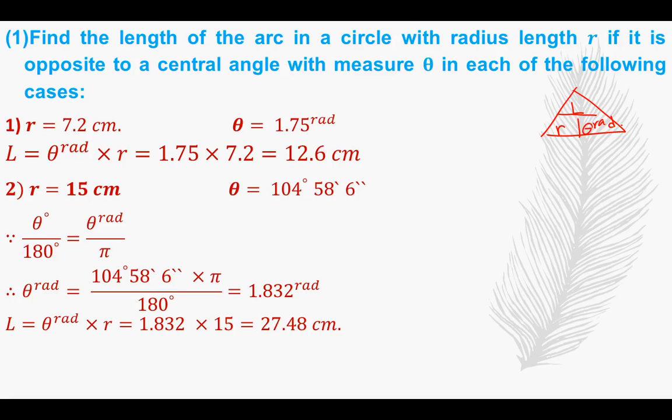The second one, R equals 15 centimeters and theta equals 104 degrees, 58 minutes and 6 seconds. Here you can see that we can't find the length of the arc except by using the rule: the length of the arc equals R multiplied by theta radian. Here we don't have theta radian, we have theta degree. So first we have to convert from theta degree to theta radian by using the rule.